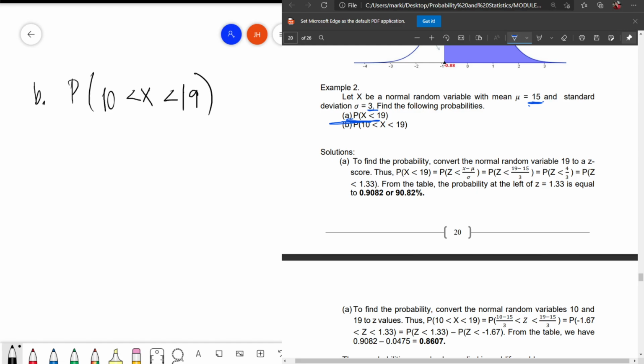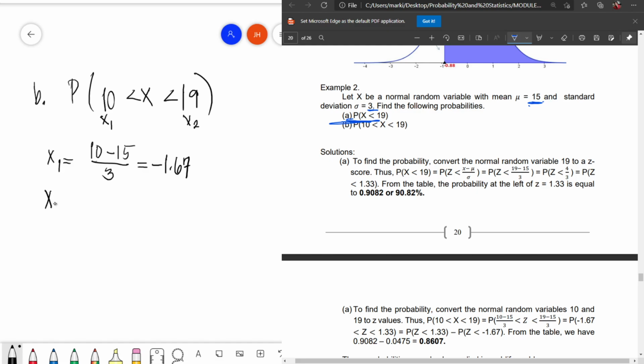So, by this, convert po tayo since mayroon tayong dalawang X. So, pwede natin ngalanan ng X sub 1 tapos X sub 2. Alright? So, X sub 1 is equals to 10, which is the value of your X, diba? X is 10 minus the mean, which is 15, over the standard deviation 3. So, 10 minus 15 divided by 3. That is, round up, 1.666, so negative 1.67.